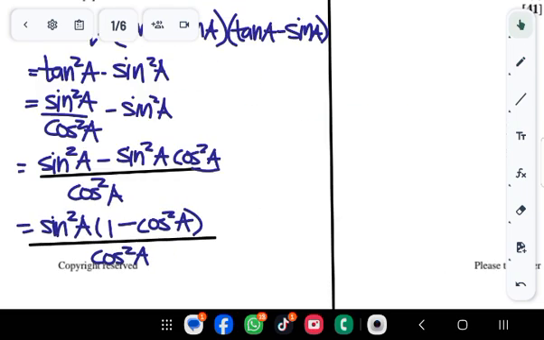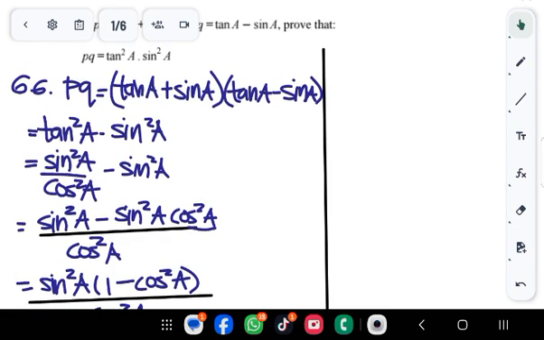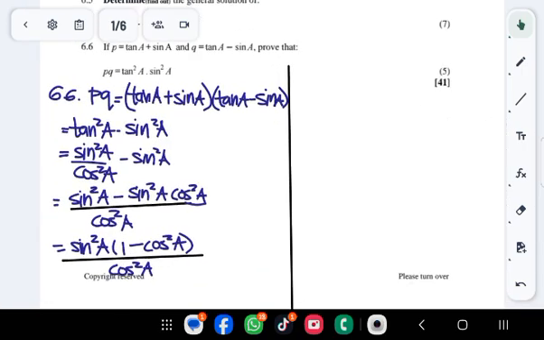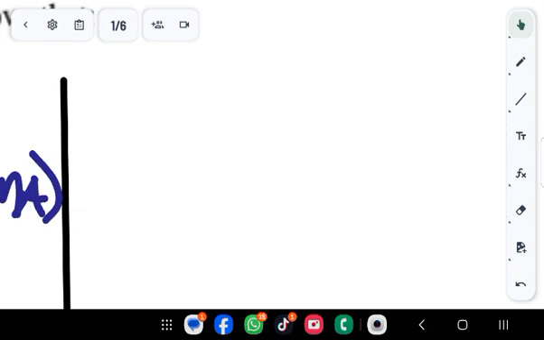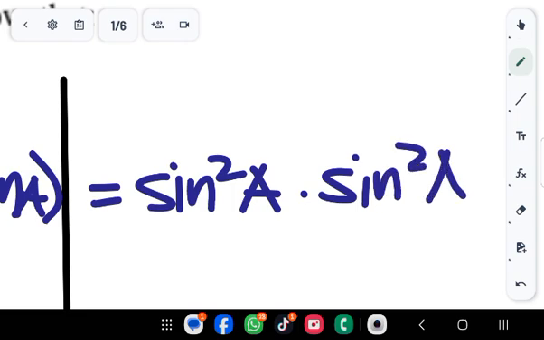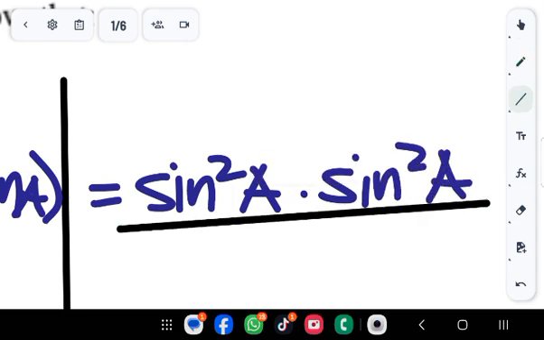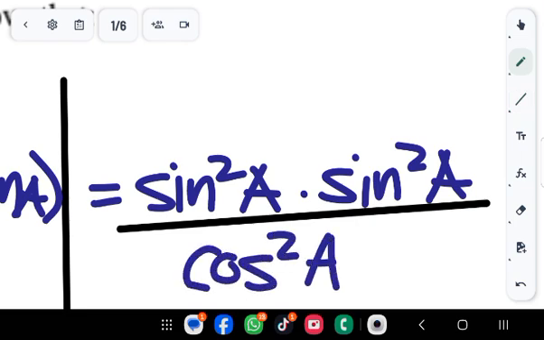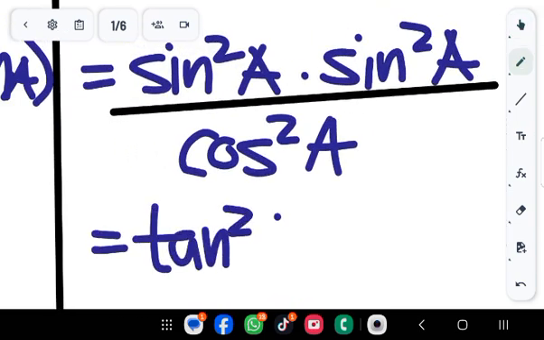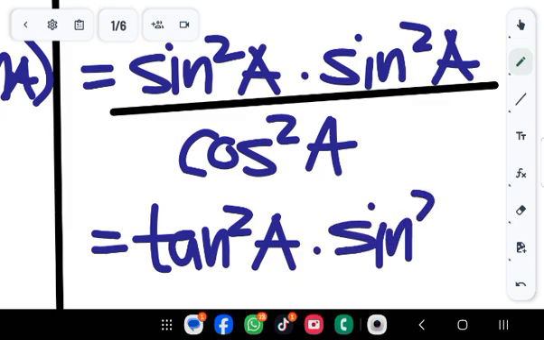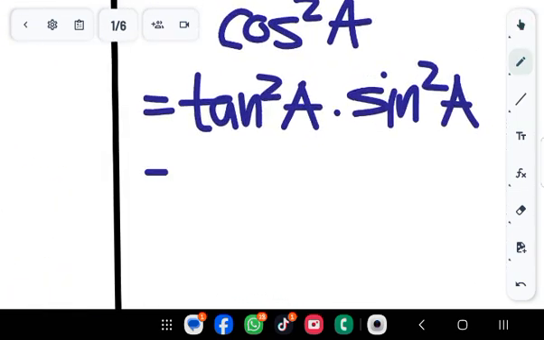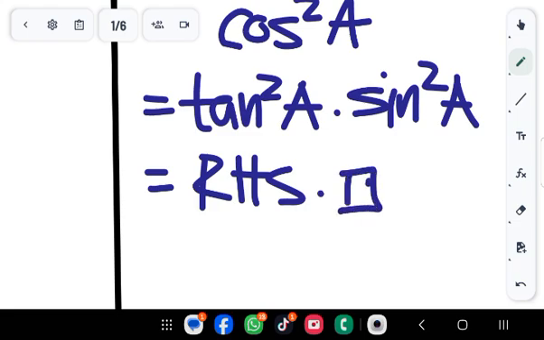We know that 1 minus cos squared A is sine squared A. So that is equal to sine squared A times sine squared A over cos squared A. And we know that sine squared A over cos squared A gives us tan squared A. And that will be tan squared A times sine squared A, and that is equal to the right hand side. And there, we've proven it.